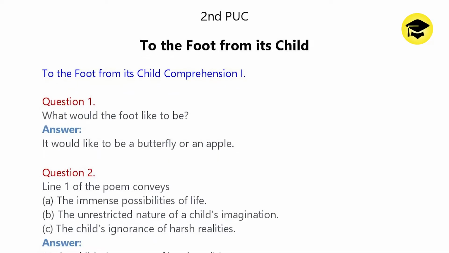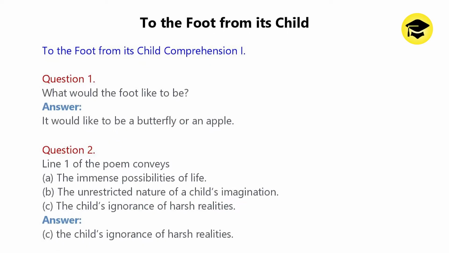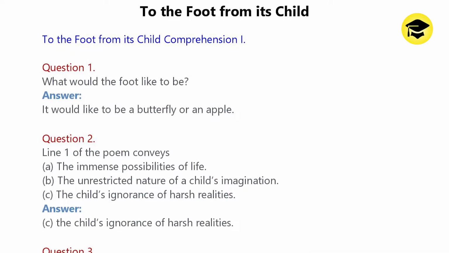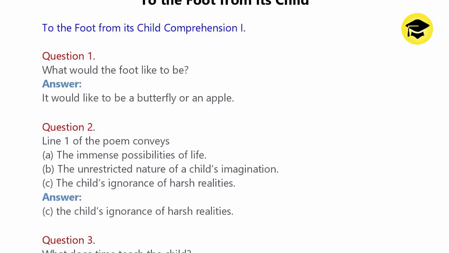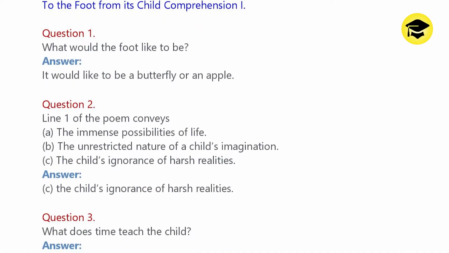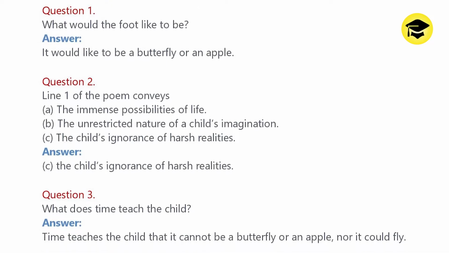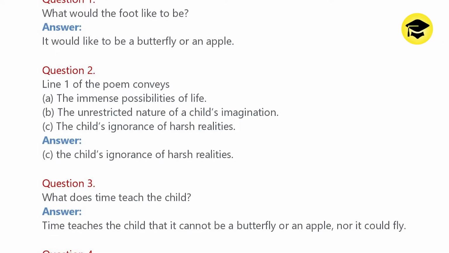Question 2. Line 1 of the poem conveys: A. The immense possibilities of life. B. The unrestricted nature of a child's imagination. C. The child's ignorance of harsh realities. Answer. C. The child's ignorance of harsh realities.